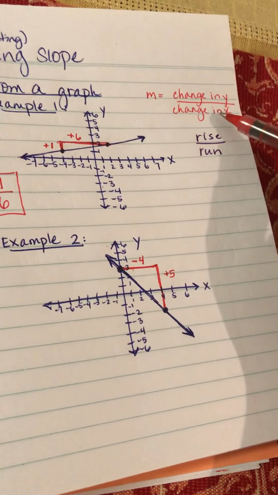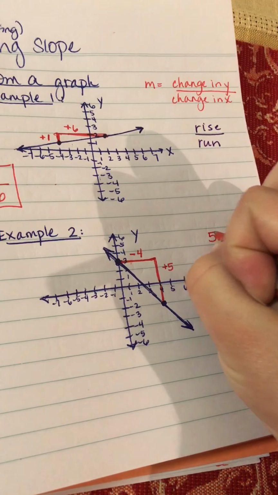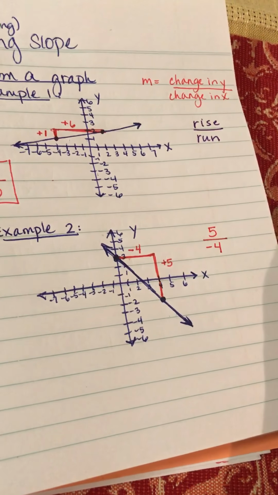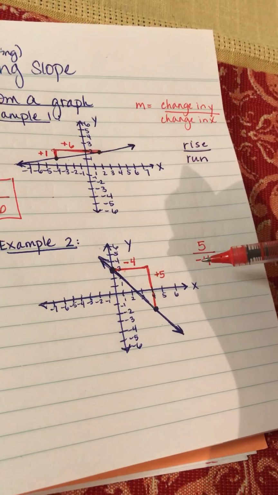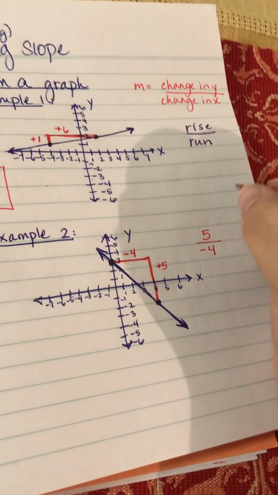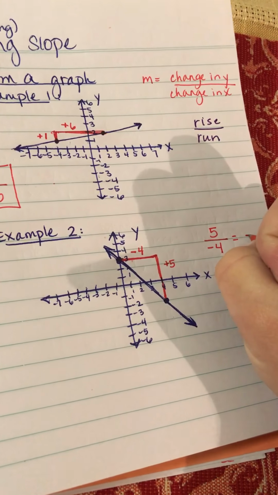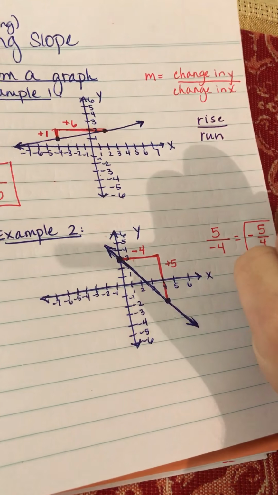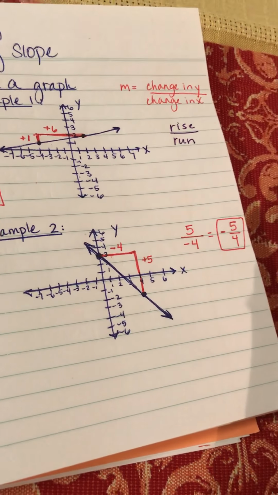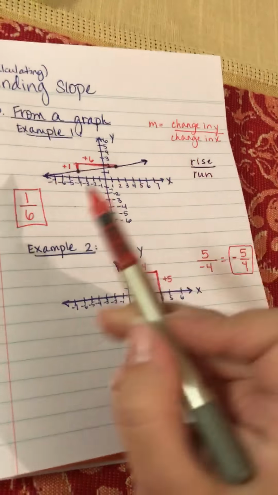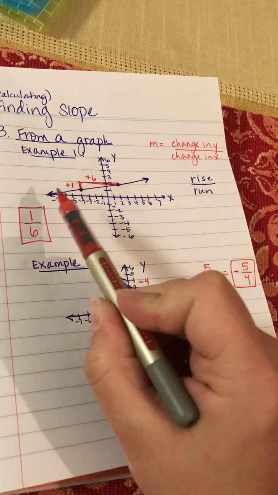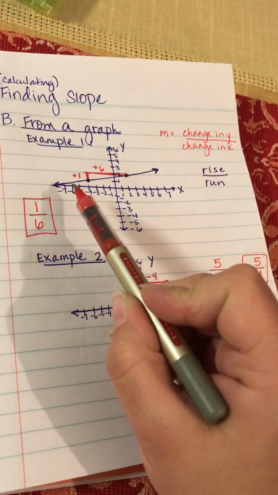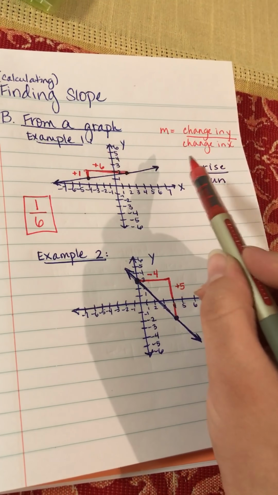So I'm going to divide them, the change in y divided by the change in x. And remember, we don't like to put the negative in the denominator, so I'm going to move it so that the negative is just off to the side. So negative 5 over 4 would be my final answer here. And I can tell also this line increases from left to right, so my slope should be positive. It's going up from left to right.